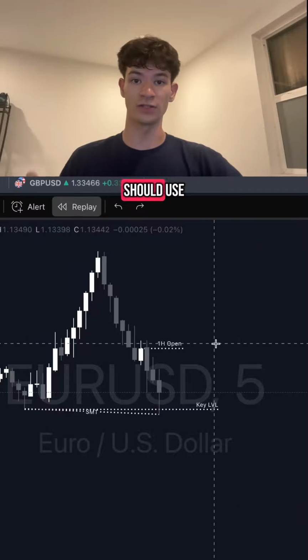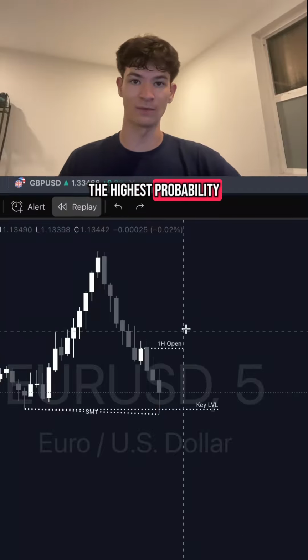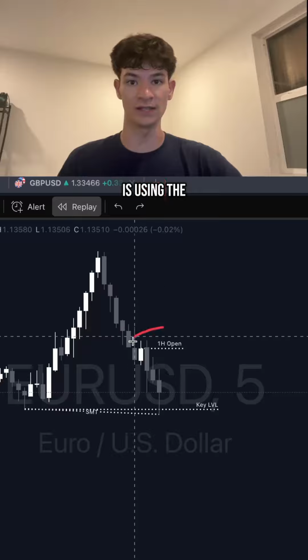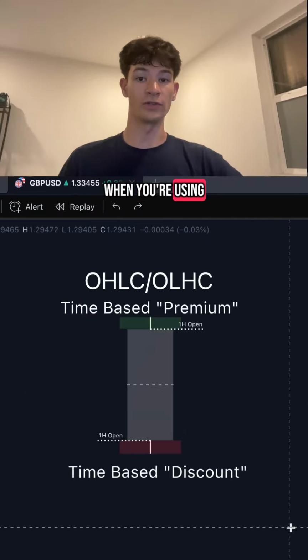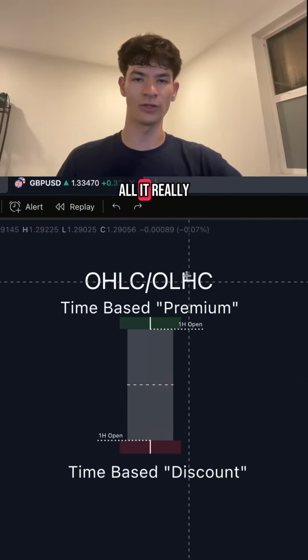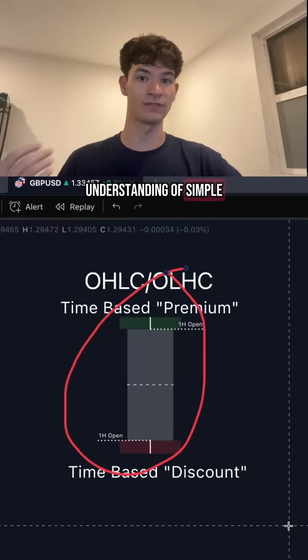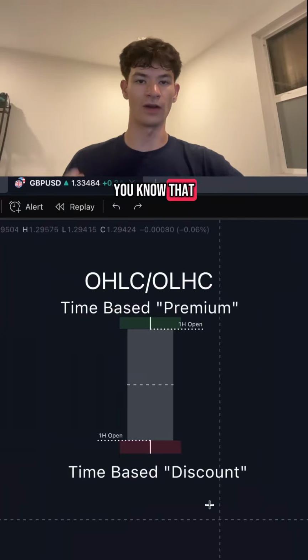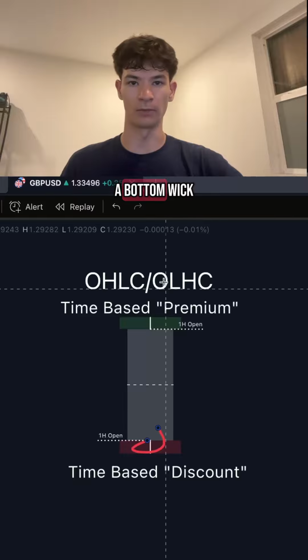And a tip that you guys should use to make sure that you're catching the highest probability manipulations in the market is using the high time frame candle open. When you're using your high time frame candle as a confluence, all it really comes down to is having an understanding of simple candlestick anatomy. You know that all high time frame candles have to put in a bottom wick as well as a top wick.